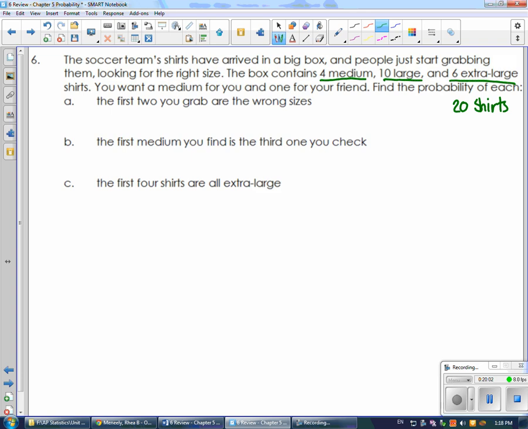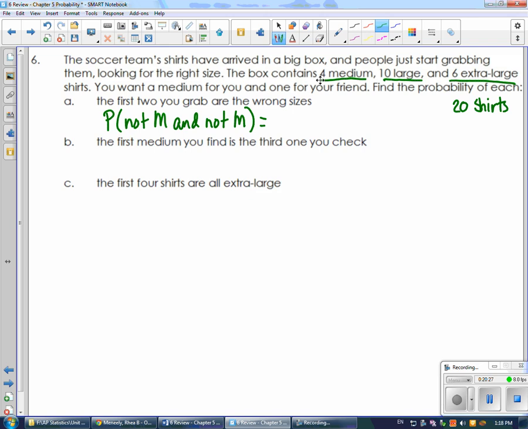Okay. So the first 2 I grab are the wrong size. So basically, if I'm looking for 2 mediums, that means I got a not medium and another not medium. Now in this case, if you think about it, I'm not putting the shirts back. I think they're just grabbing the shirts, looking for the right sizes. We're not putting them back or reshuffling. So we can't assume independence here.